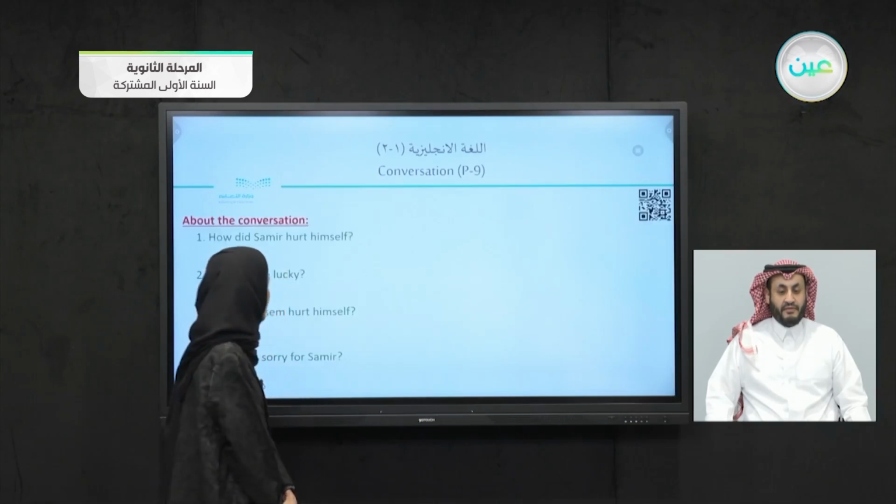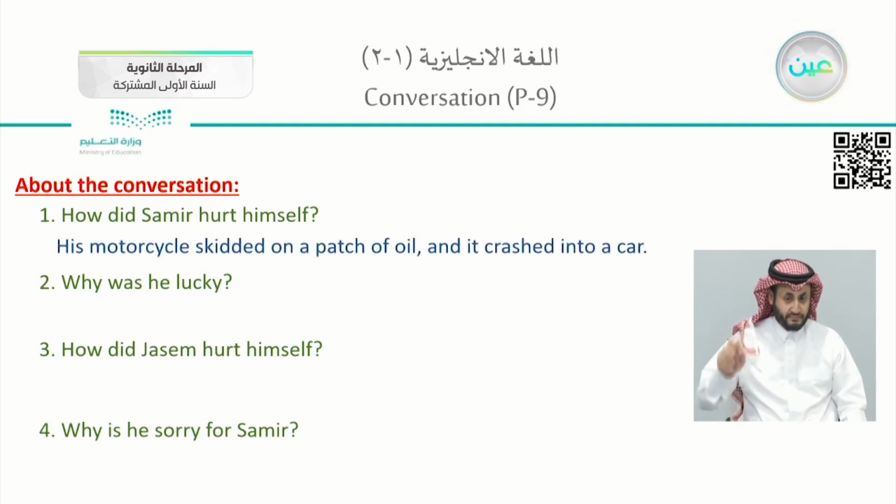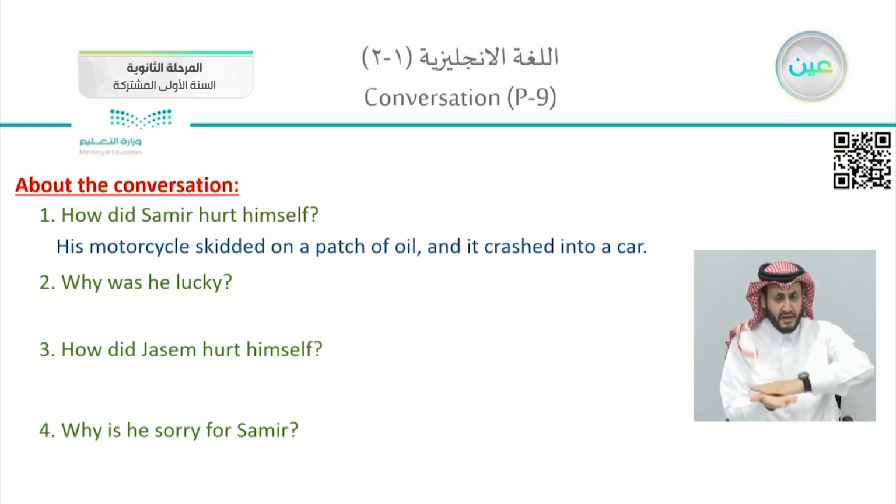Okay, so these they are. Now I want you to go over the conversation one more time, read the questions and try to find answers for the questions based on your understanding of the conversation. How did Samer hurt himself? Samer, his motorcycle skidded on a patch of oil and it crashed into a car.